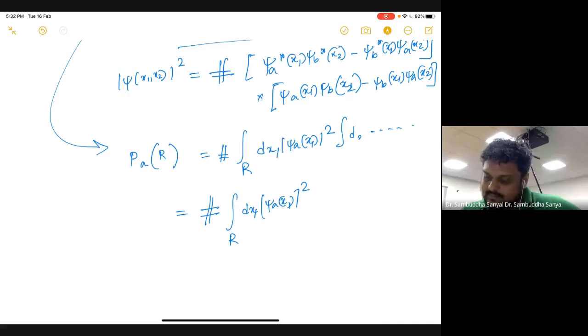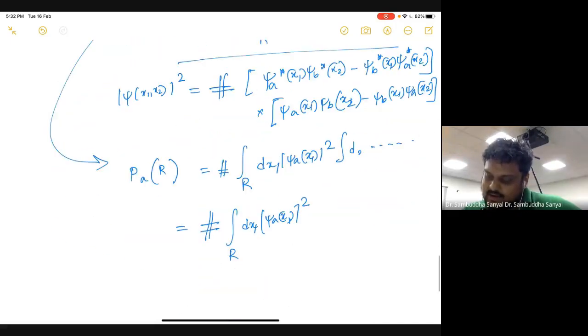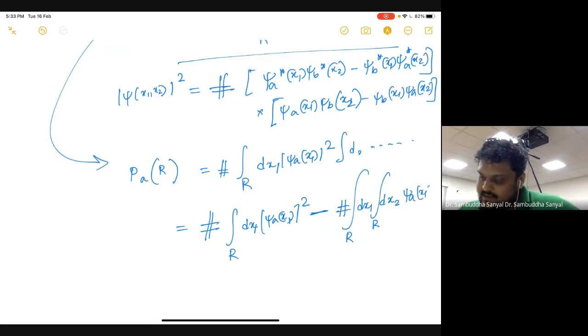and this is exactly this quantity, plus, or minus actually, I think you will find it minus, this term: the integral over R of dx1 dx2, again in the R region because you are squaring it. So psi A x1 star, psi B x1 star, psi B x2, psi A x2, dx1 dx2.